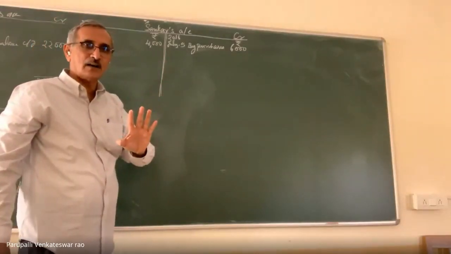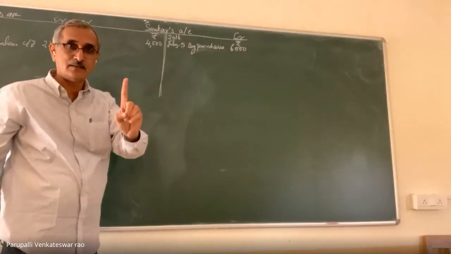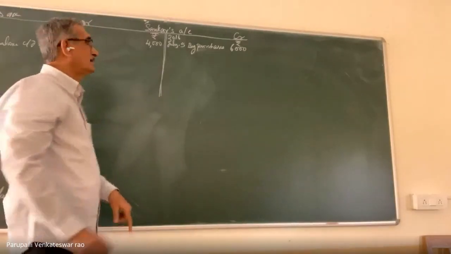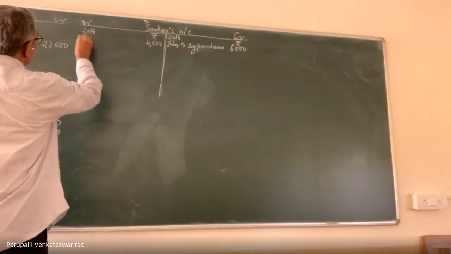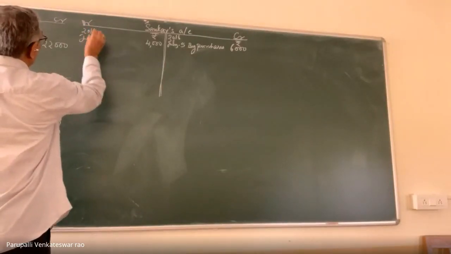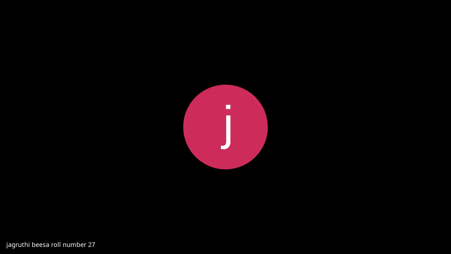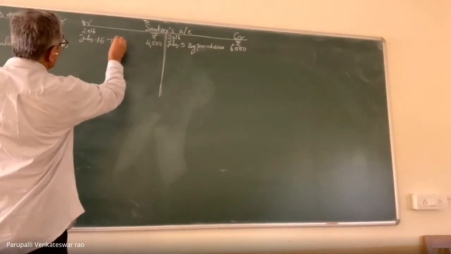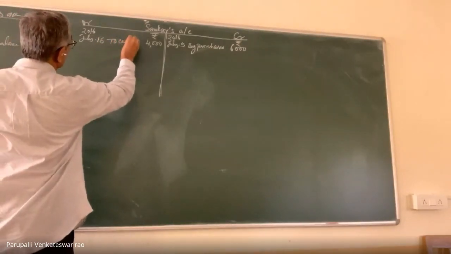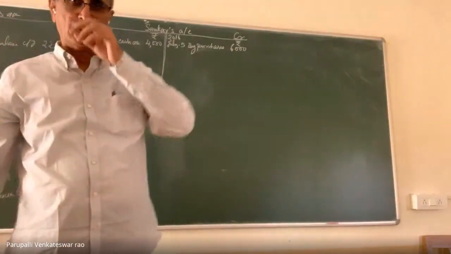In personal accounts, all transactions relating to Shankar are brought at one place. It happened on 2016 July 16th. So the entry is Shankar's account debtor to cash account. We have paid cash to Shankar, 4,000.